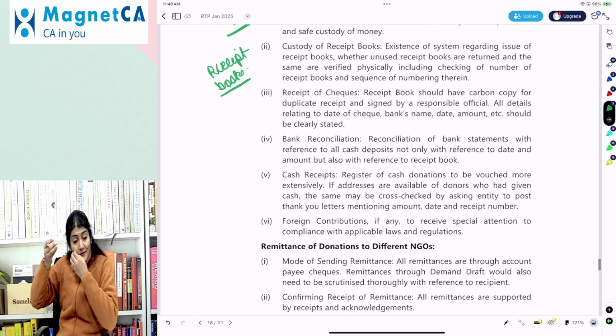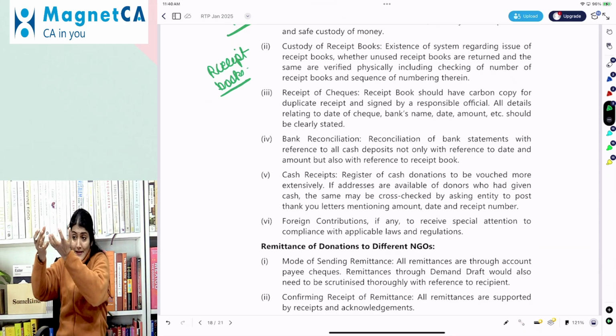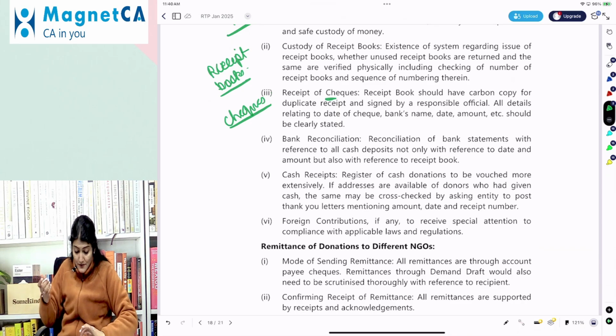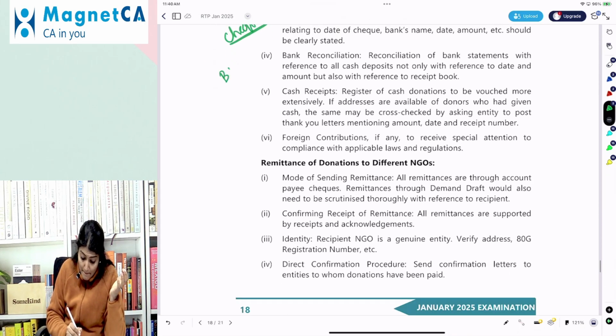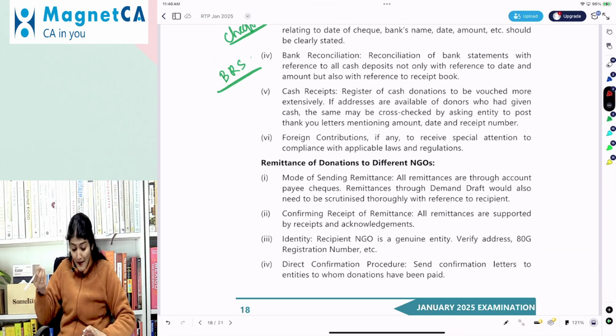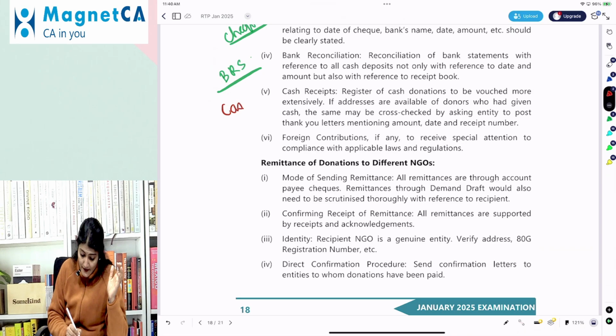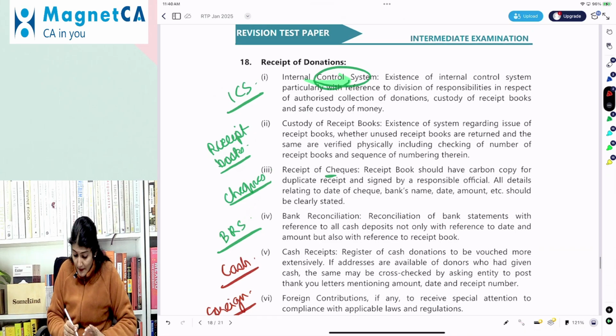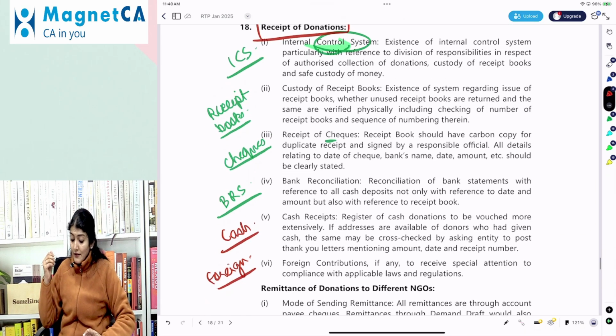Then after that, once the money is received, it could be received in the form of the checks. Right? Then these checks, if they are outstanding, there would also be the bank reconciliation statement. One, it could be received by bank or it could also be received in cash, and it could also be the foreign contributions. Right? So these are the points over there for the receipt of the donation.